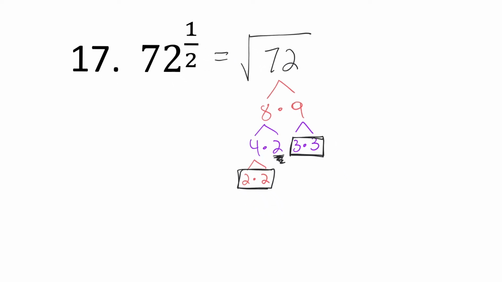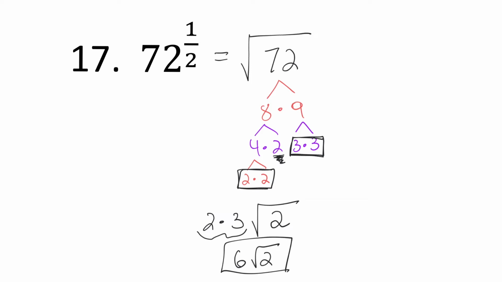So outside of the radical, I'm going to have my 2, the pair of 2's, and I'm going to multiply it by the other pair of 3's. So you put 2 times the 3. Inside, you put the number with no pair. So you're going to multiply 2 times 3, that'll be 6. And inside of the radical is going to be the 2 that doesn't have a pair. So my answer will be 6 square root of 2.